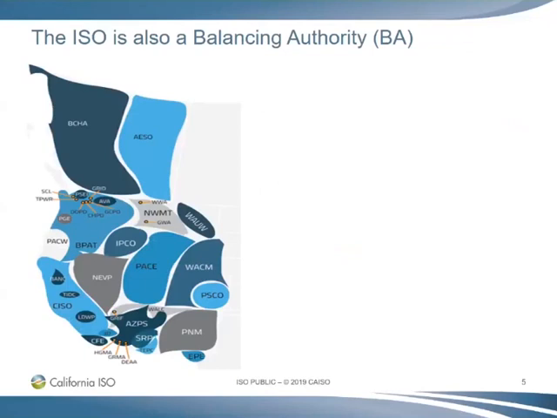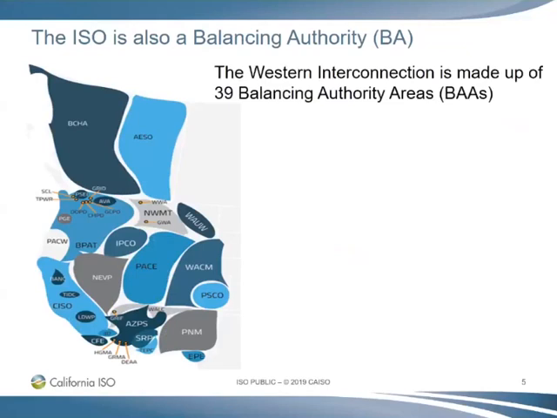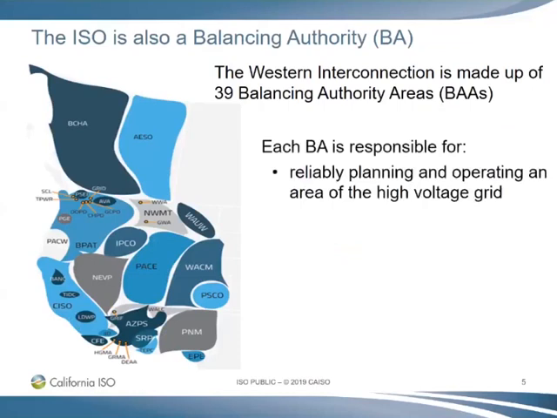The ISO is located in the Western Interconnection, which is represented here. In addition to being an ISO, we are also registered as a balancing authority. While all ISOs are balancing authorities, not all balancing authorities are ISOs. A balancing authority area, or BAA, is a combination or set of intertie points and resources, and the balancing authority is responsible for matching generation and load while maintaining the electric frequency of the grid.